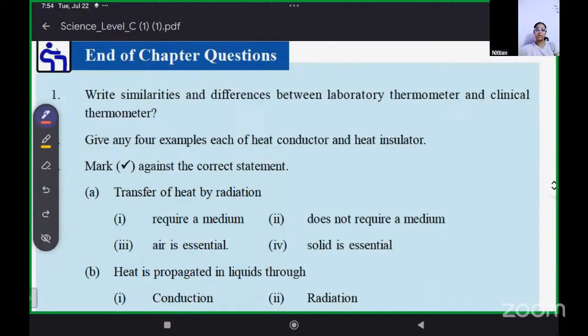Give an example of a heat conductor and a heat insulator. Yes, ma'am. Can you repeat that? Give an example of a heat conductor and a heat insulator. Ma'am, aluminum is a heat conductor. Okay. And can you repeat the next one? Example of an insulator.